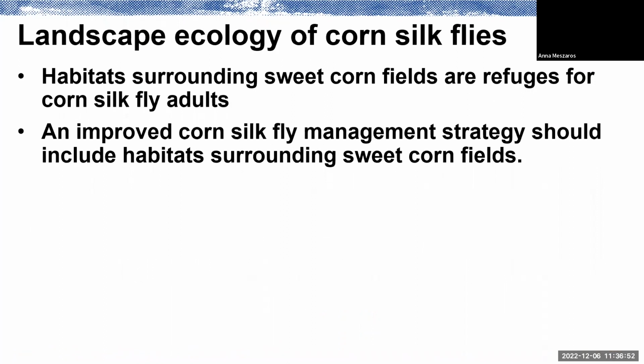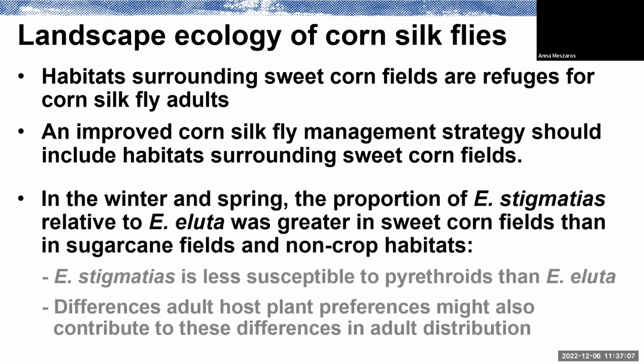So, well, the habitat surrounding sweet corn field, they are a refuge for the adults. So it would make sense that an improved management strategy would involve those habitats, some kind of manipulation. But what I was trying to show is that, especially in the winter and the spring, the proportion of Euxesta stigmatias relative to Euxesta eluta was greater in the sweet corn fields than in the other habitats. Euxesta stigmatias is somewhat less susceptible to insecticides, so that would make sense.